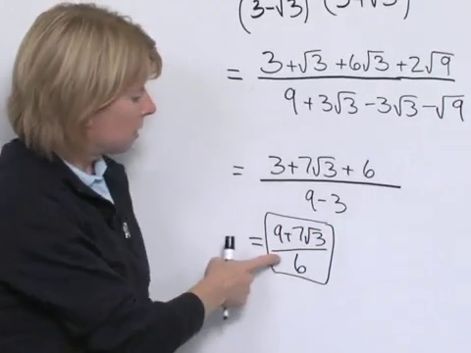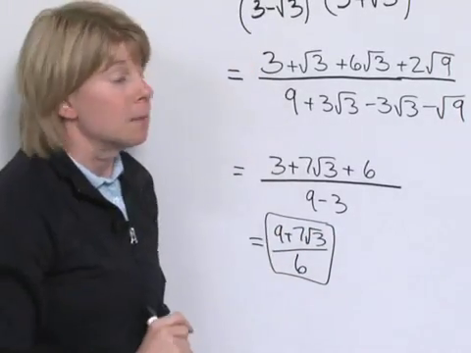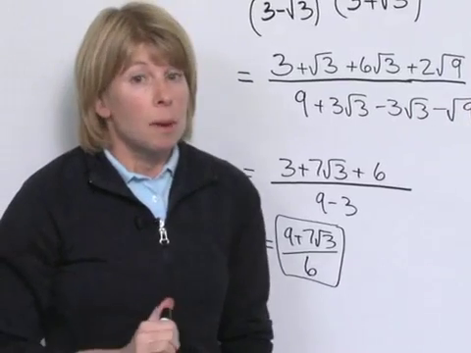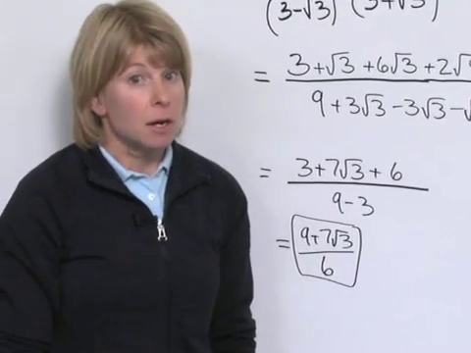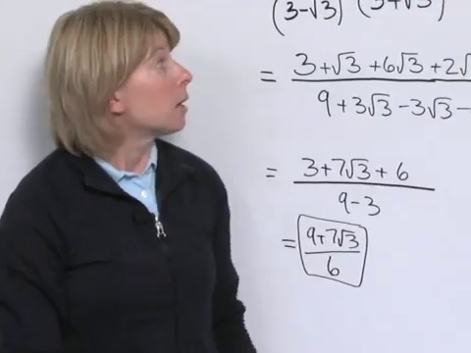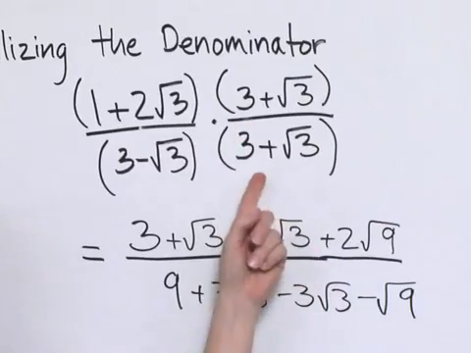And notice we ended up with an expression with no radical in the denominator. So remember the helpful hint when rationalizing the denominator. Write the conjugate of the denominator, and then multiply the numerator and denominator by it.